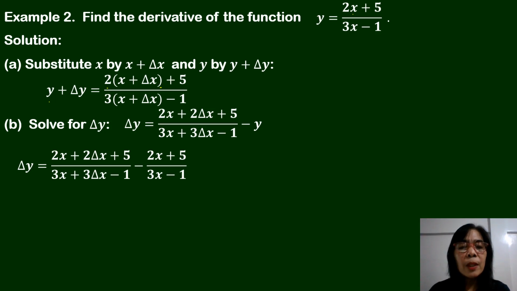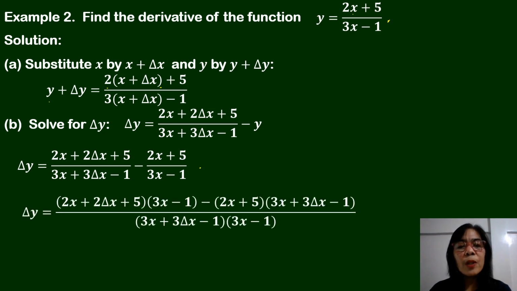So we have to manipulate this equation such that later, before we divide it by delta x, there must be a factor delta x at the right side. Now, if the given function involves fractions, when you solve for delta y, there will always be a difference of two fractions. To simplify this, you have to combine the two fractions. So you have to find the LCD. Review again your knowledge on adding fractions.